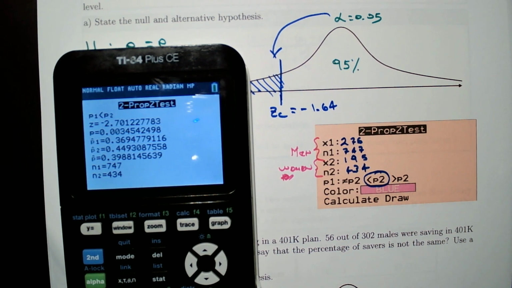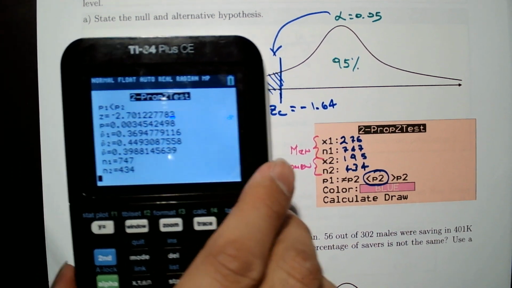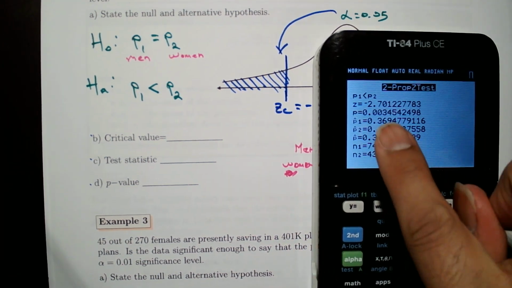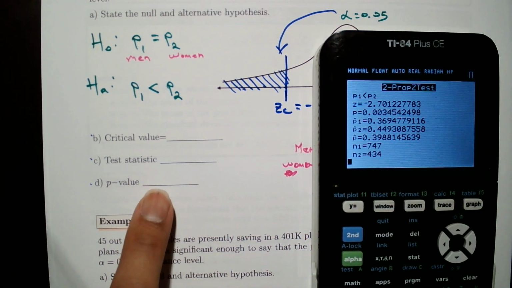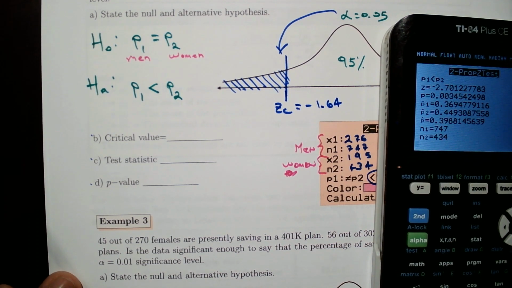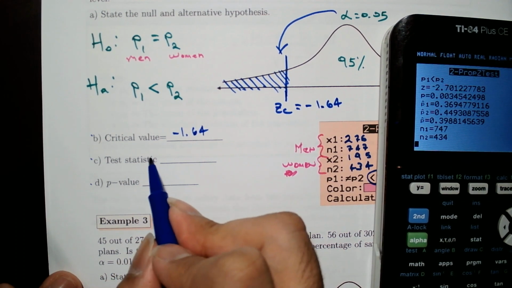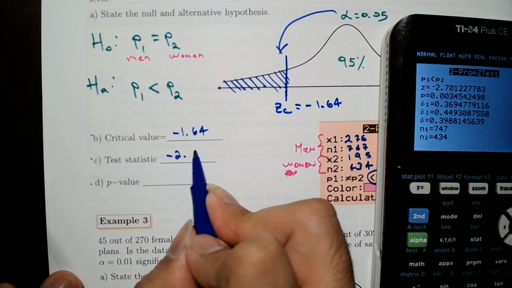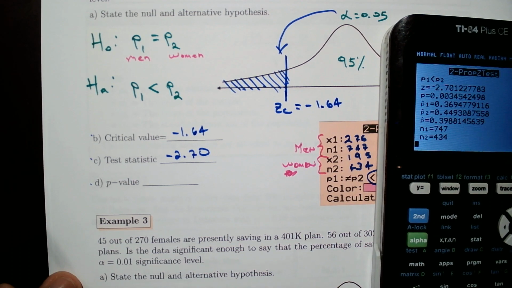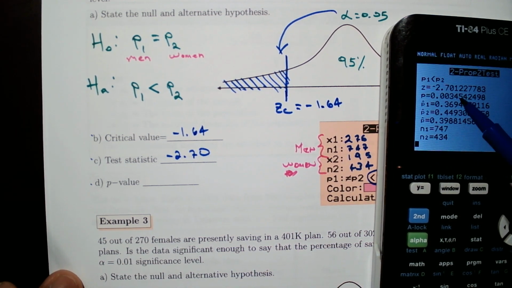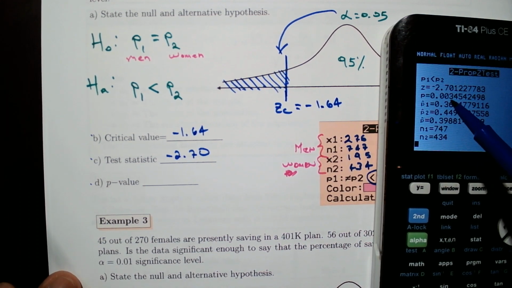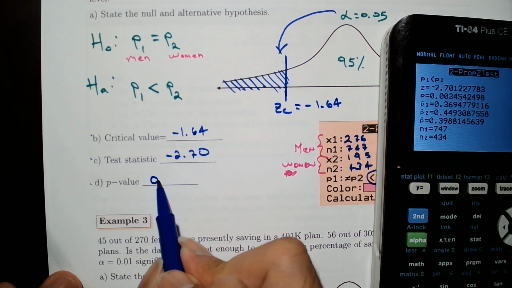And, well, we are going to have all the data here. So this Z right there is our critical value, we already found it. That's a negative 1.64. Our Z in this case is negative 2.70. And our P value is this little P. Where is my little P? Oh, right there, the first one, 0.003. That's all we do.